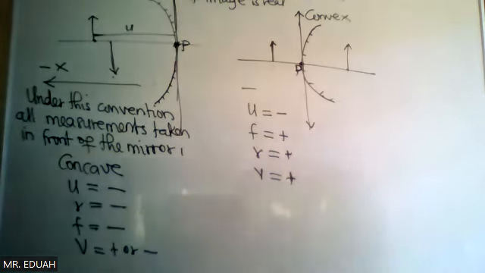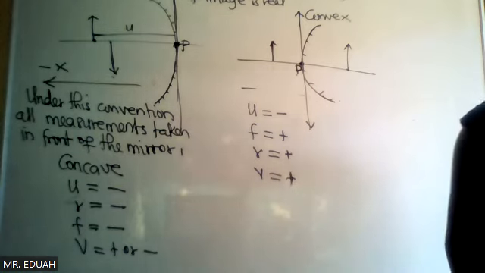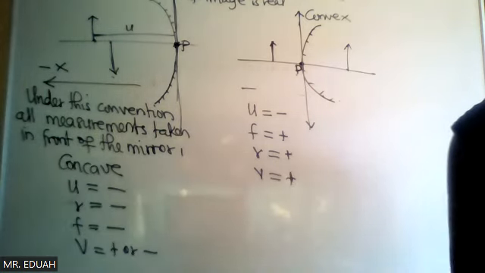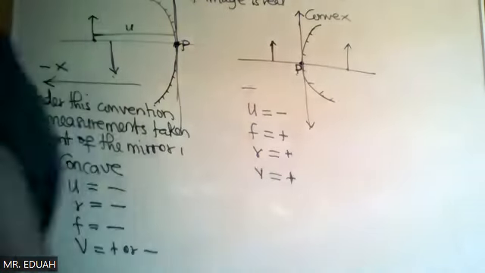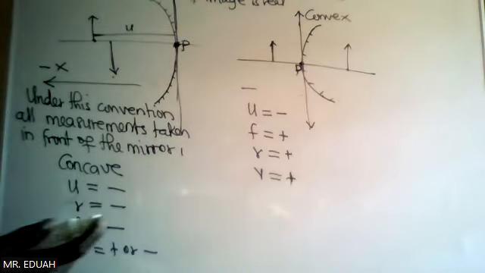So let's look at the question I gave you and use the conventions to solve. A concave mirror has a radius of curvature of 24 centimeters. So here they've specified that it's a concave mirror.